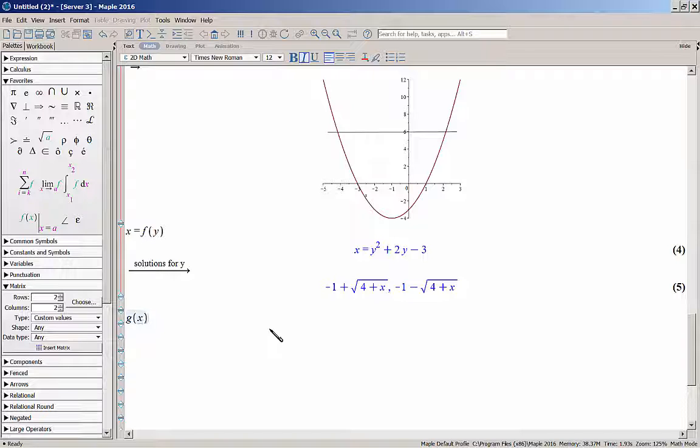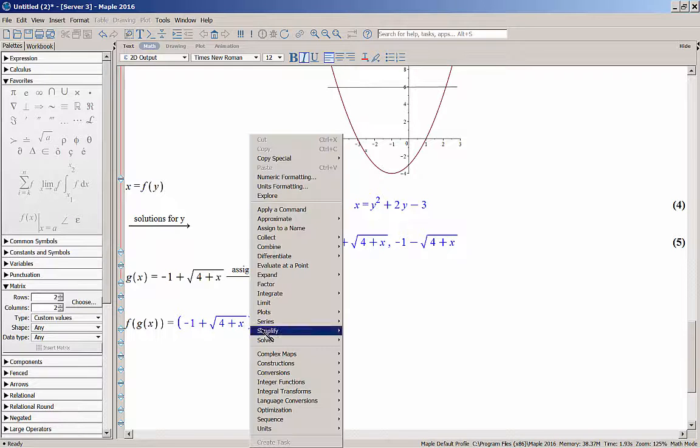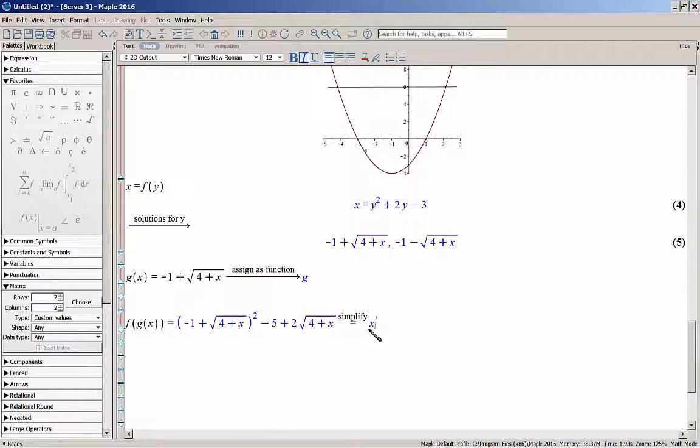g of x equals, let's use this rule. Assign it, and test what happens if we have f of g of x. Well, we get this expression. We need to do some algebra on it because now Maple does not immediately simplify it. So let's simplify that. Let's just do a simple simplification. Okay, Maple can expand this parenthesis and we get x. How about g of f of x?